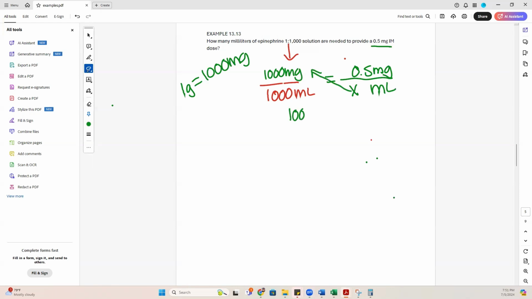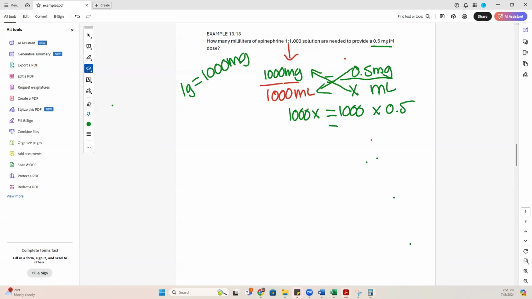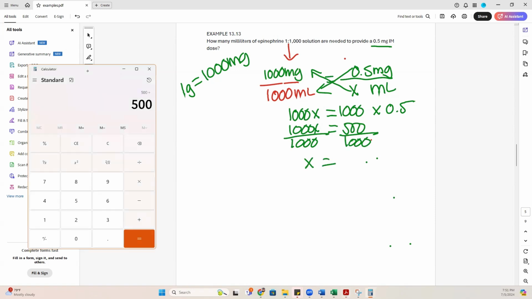And so I would do 1000x is equal to 1000 times 0.5. So if I multiplied 1000 times 0.5, I am going to get 500. I want to get x alone, so I need to divide each side by 1,000. So I get x alone there, and 500 divided by 1,000 is 0.5.